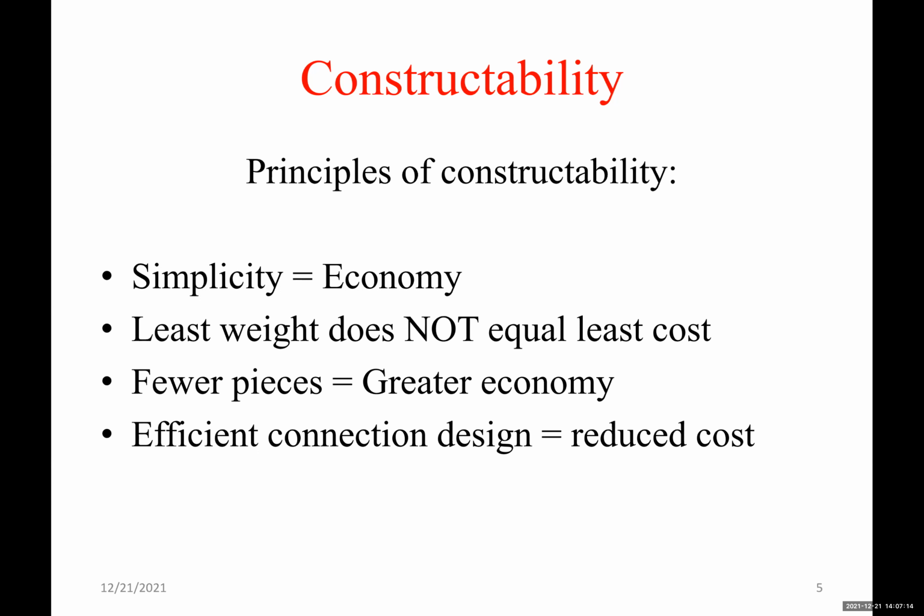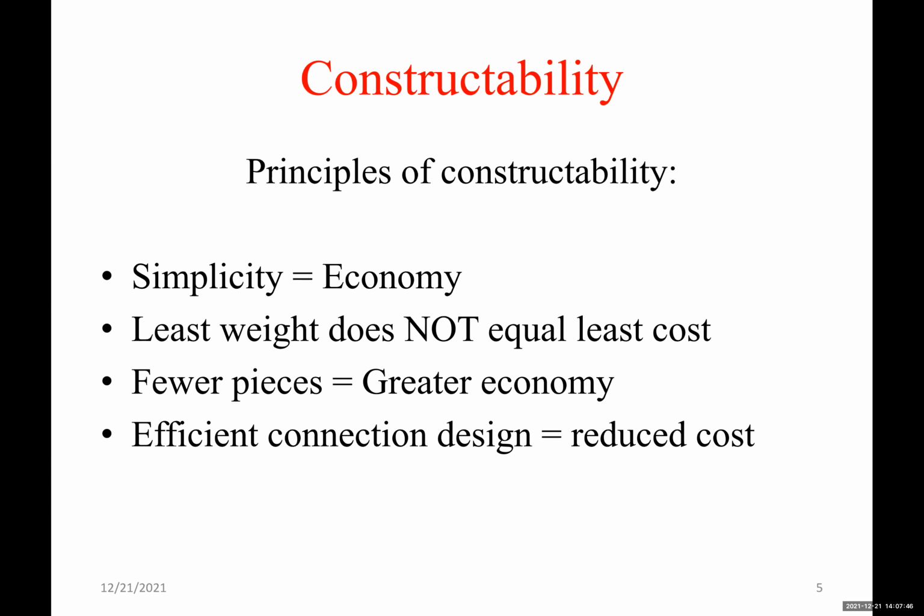Fewer pieces, greater economy. This, of course, has an effect on the labor and also on the material. So if we have fewer pieces, this will result in greater economy. Efficient connection design equals reduced cost. So this is a big item. For every element in the structure, we have connections. At least one connection, sometimes a minimum of two connections if it's a beam, for example. So efficient connection design is very important.